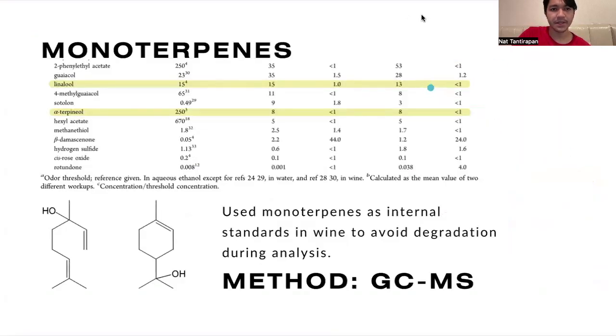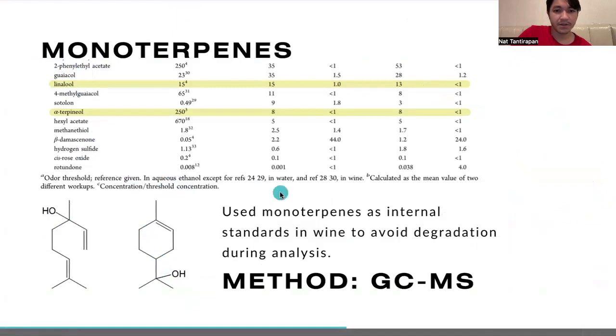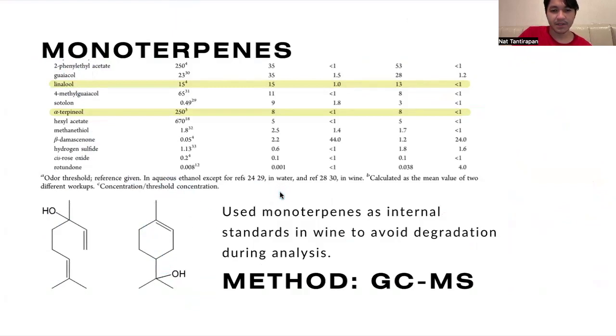Next will be the monoterpenes. The monoterpenes in question are linalool and alpha-terpineol, which in this case they used as internal standards in the wine to avoid degradation in the GC-MS during analysis.